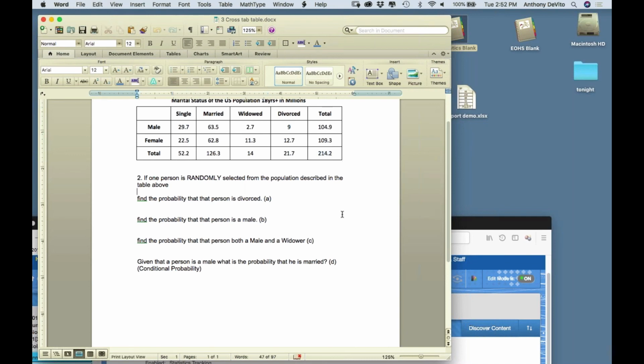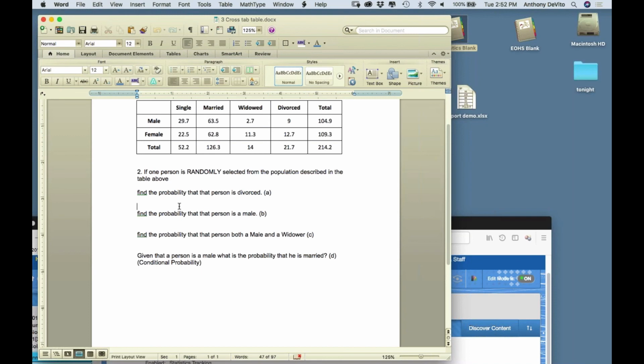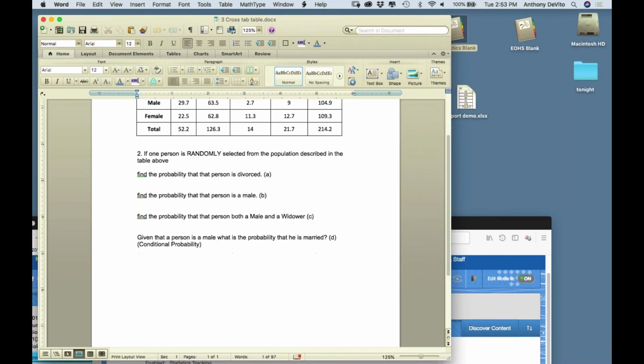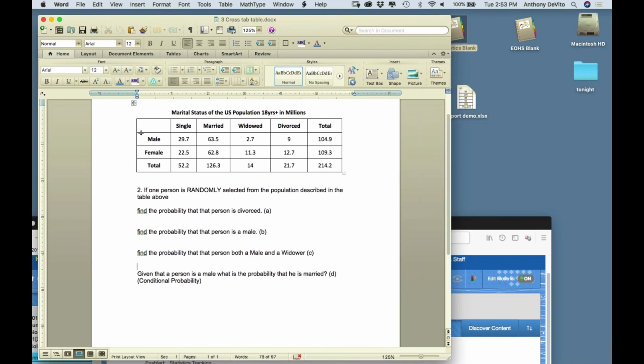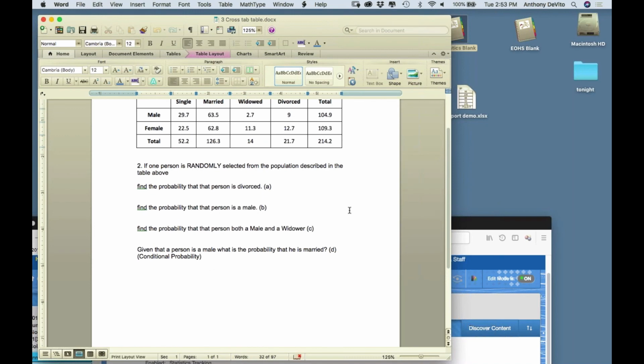So I'm going to go back to our original thing. What's the probability that they're just male? That's going to be 104 million males over 214, the total population. What's the probability a person is both male and a widower, randomly selected from this population? Well, male and widower, 2.7 over 214, a little over 1%, is the probability that we would randomly select that person.